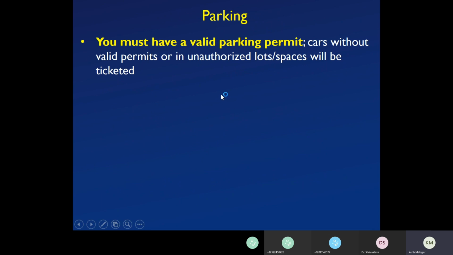Okay, parking. So they've really cracked down on parking on campus. You must have a valid parking permit. If you do not, or if you're in a lot that you're not supposed to be in, or in a space you're not supposed to be in, you will get a ticket. I actually walked out the other day and I saw in the student lot, there were rows of students parked illegally and they all had tickets. So they have really cracked down. And the last thing I would like to see is for one of you to get ticketed for volunteering your time here.